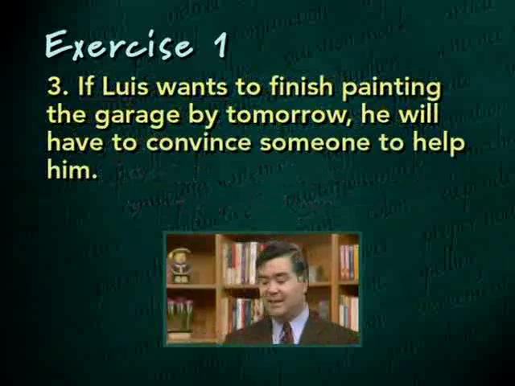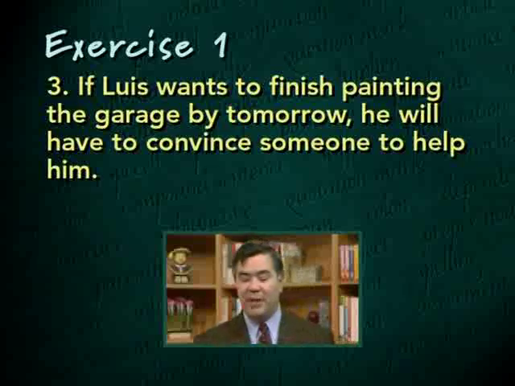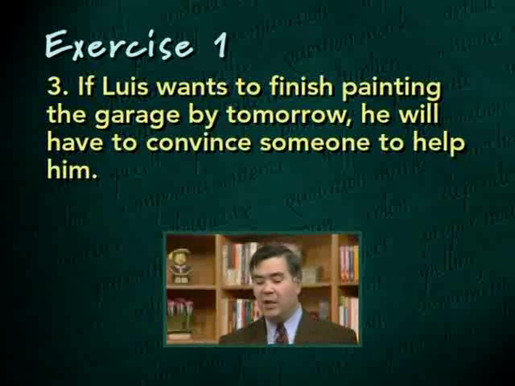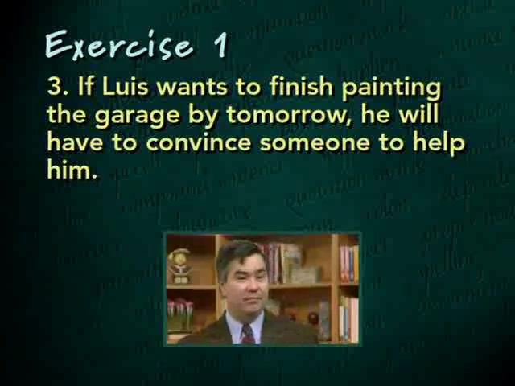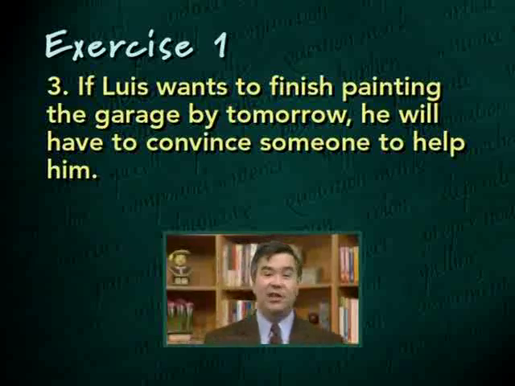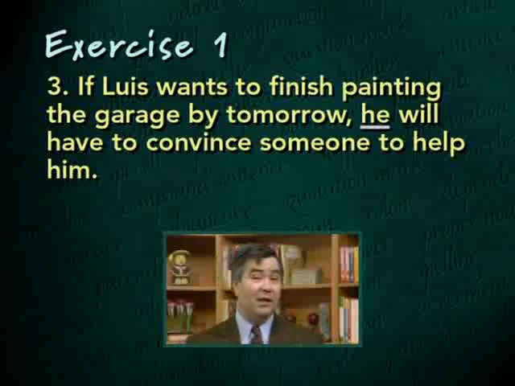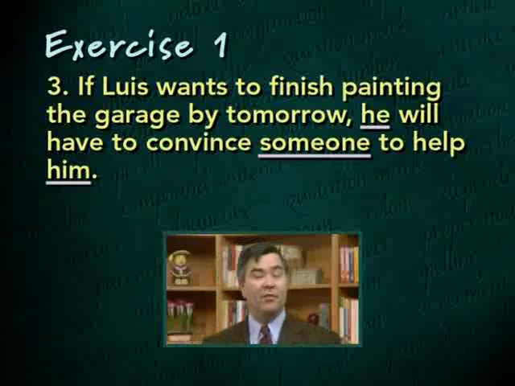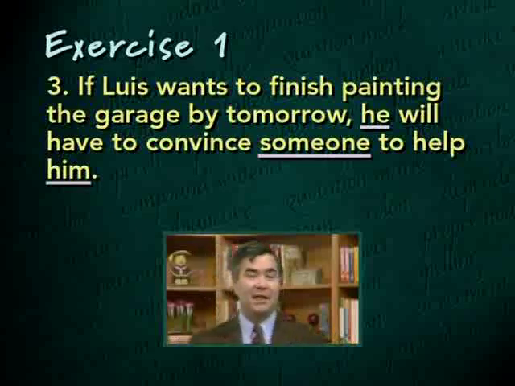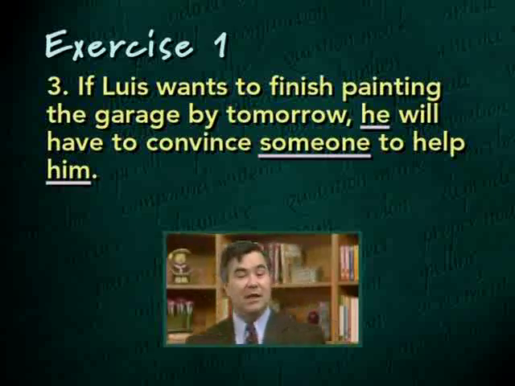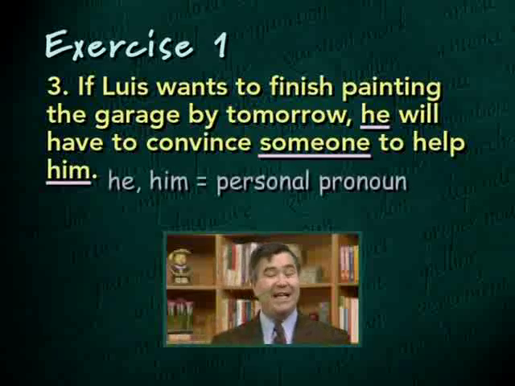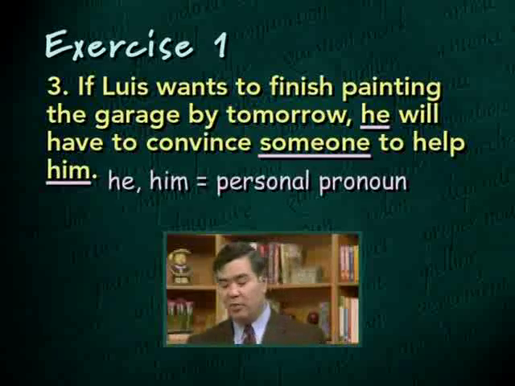Let's look at the next sentence. If Luis wants to finish painting the garage by tomorrow, he will have to convince someone to help him. How many pronouns did you notice in this sentence? There are 3 altogether: he, someone, and him. All 3 appear in the second half of the sentence. Now, 2 of the pronouns are personal pronouns. He and him are both personal pronouns.